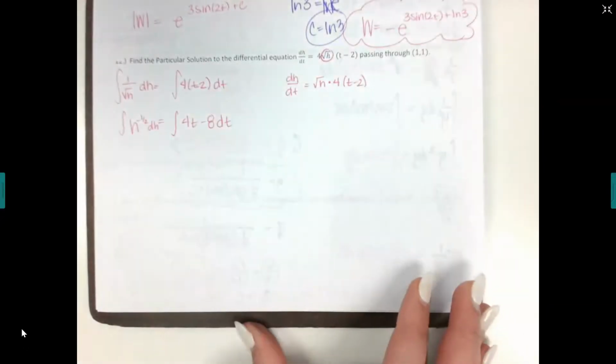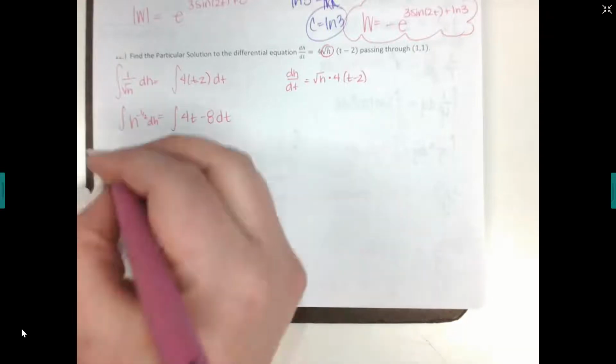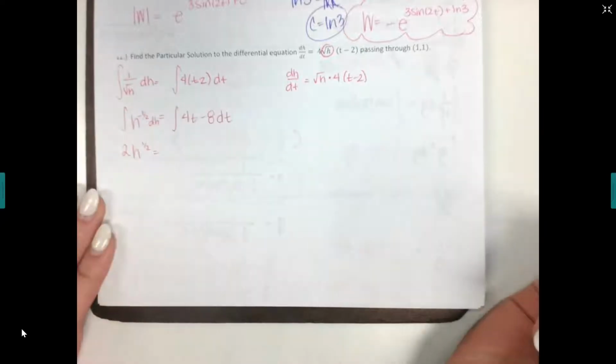Make sense? Okay, so I separate first. I pull my root h up to be a minus 1/2. Then add 1 to this. What are we going to get? Positive 1/2. Then if I divide by 1/2, what am I multiplying by? A 2. Other side, what's the antiderivative of 4t?